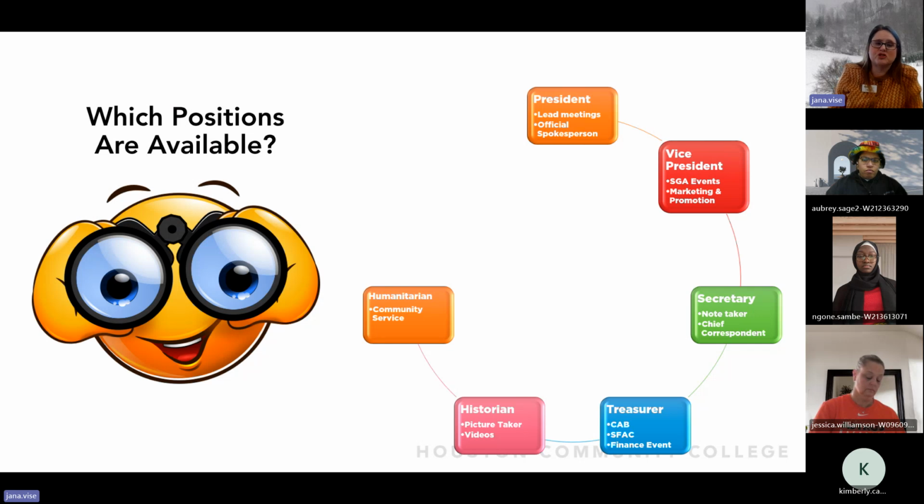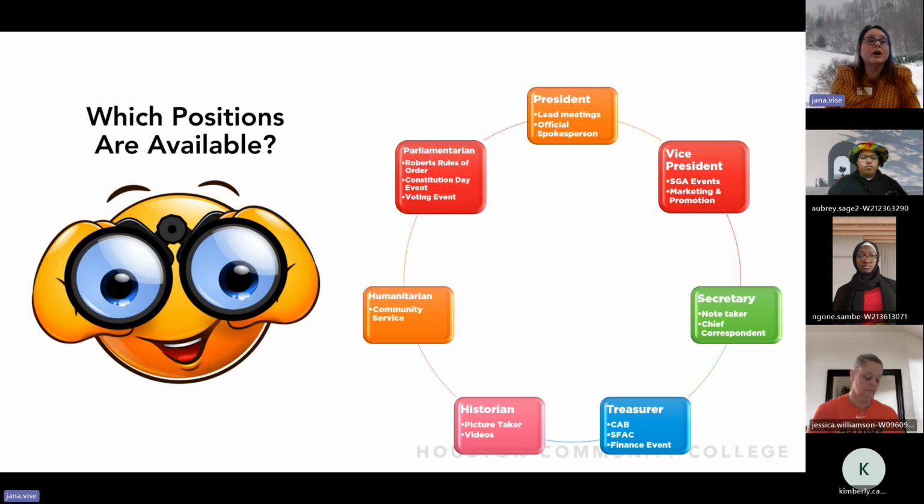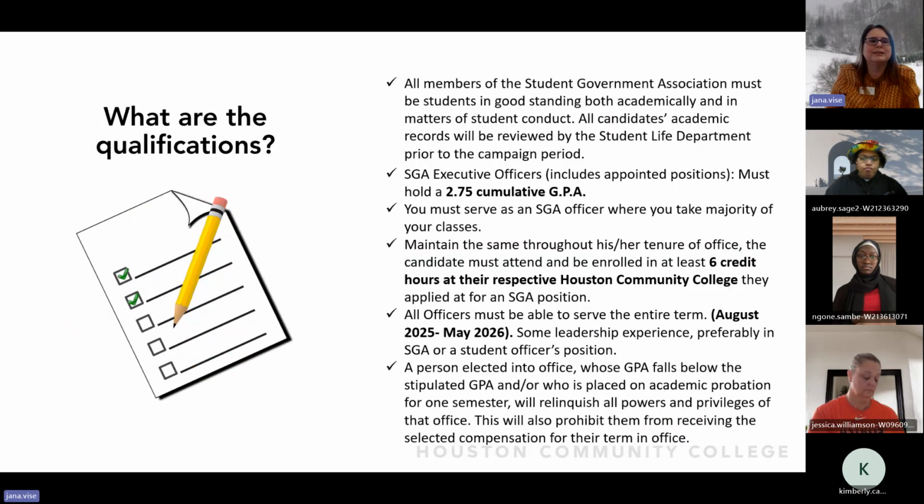Humanitarian does our community service. They're required to do 1 a semester. This last semester, we went to the food bank. Parliamentarian oversees the Robert's Rules of Order. That's the order in which, the rules we go by. And then they help in the fall with a Constitution Day event and a voting event. And those are your 7 officers and what they do. And that's very short, sweet descriptions of what all they take care of.